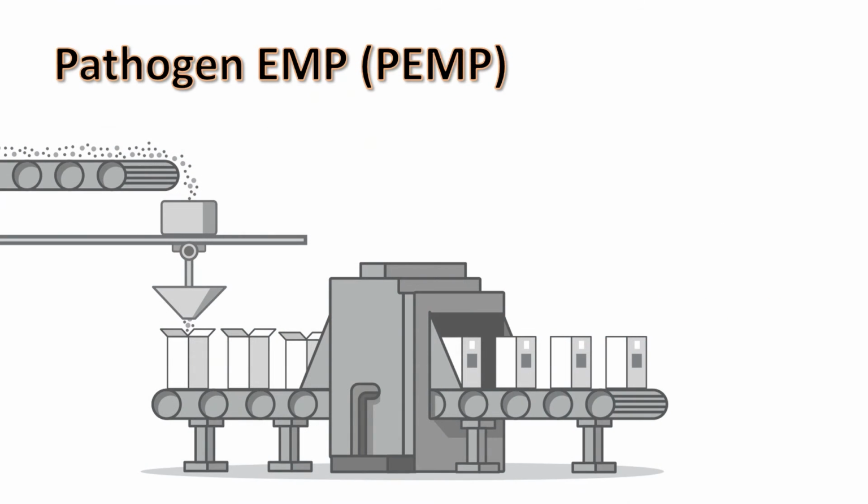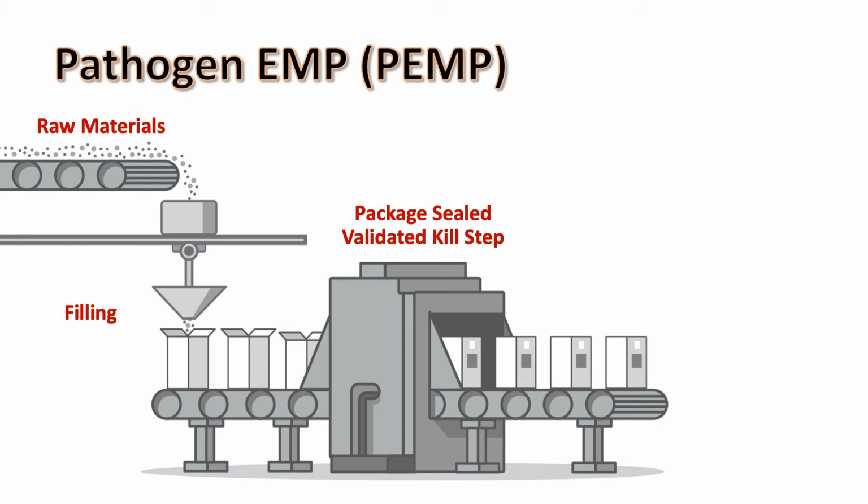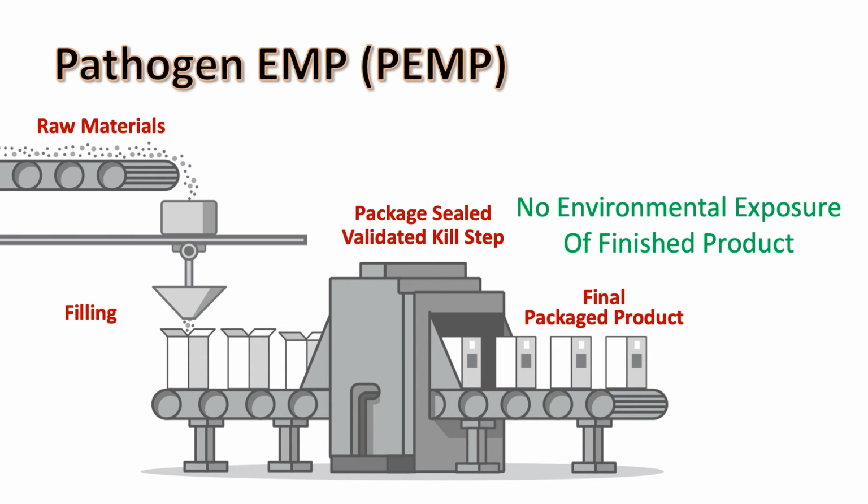This cartoon provides an example of a ready-to-eat food where environmental pathogens are not likely or reasonably foreseeable. In this case, the raw materials are mixed together and filled into the final package. The packages are sealed and processed through a validated cook step or kill step. The key feature of this process is that the finished product is not exposed to the equipment surfaces or the processing environment after the kill step is applied. A canned or jarred product that goes into a retort or steam tunnel is an example of this type of food product. In this case, a PEMP is not required.